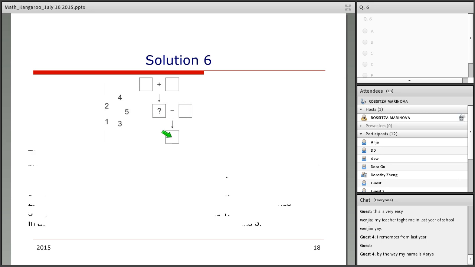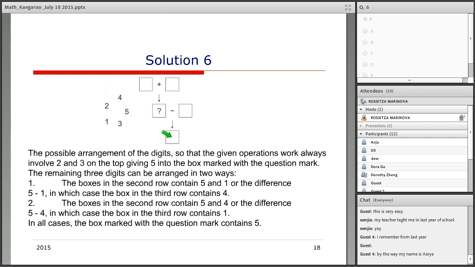So I'm just going to show you the solution again one more time. So the possible arrangement of the digits so that the given operations work always involve 2 and 3 on the top, giving 5 in the box marked with the question mark. So this is what, when you look at the figure, 2 and 3 come on the top. So the question mark is going to be 5. And yes, these two squares interchangeably can have either 1 or 4. So your answer is going to be E5.